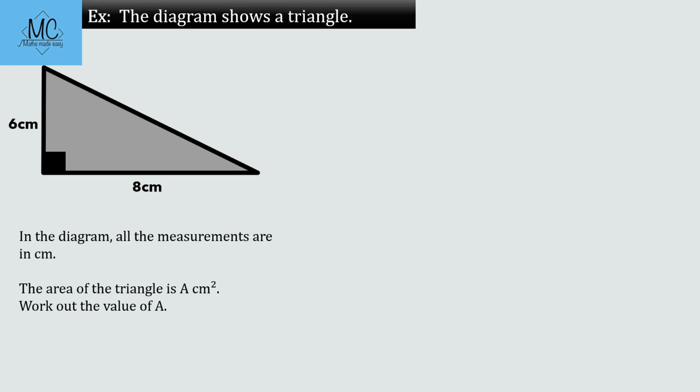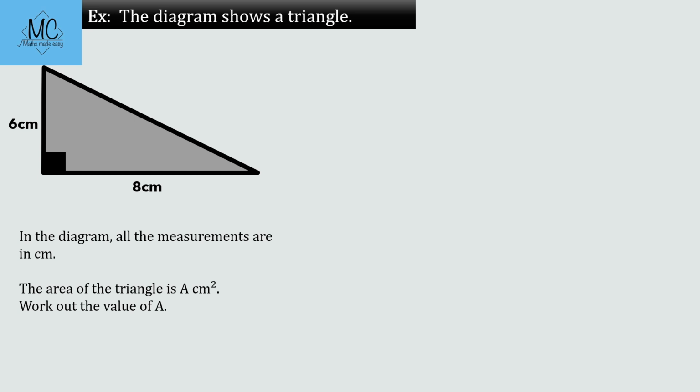Let's take this example. The diagram shows a triangle. In the diagram, all the measurements are in centimeters, as you can see. The area of the triangle is A centimeter square. Now work out the value of A. A is nothing but the area of this triangle.